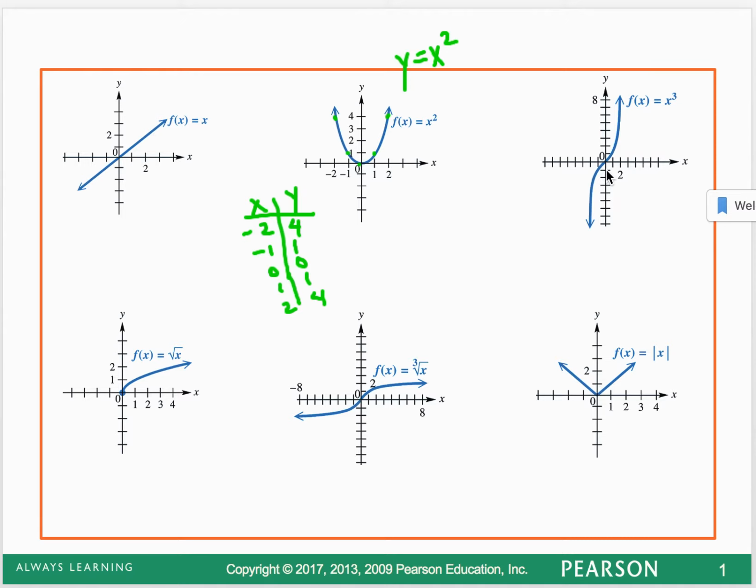Same thing here. Think about this. -2 cubed is -8. -1 cubed is -1. 0 cubed, right? I can get those points very quickly.